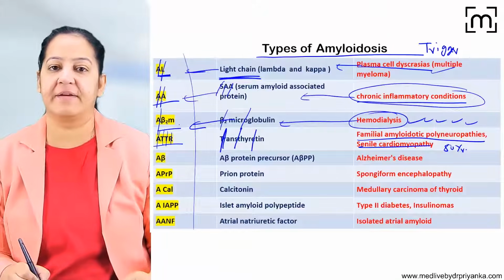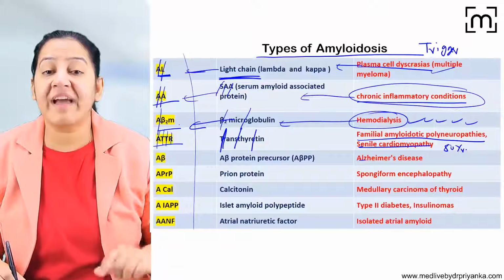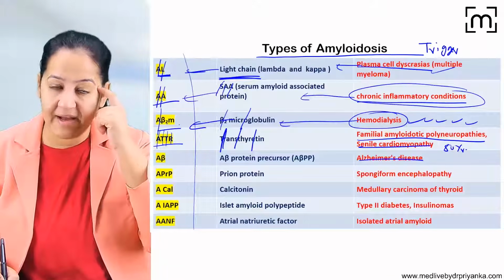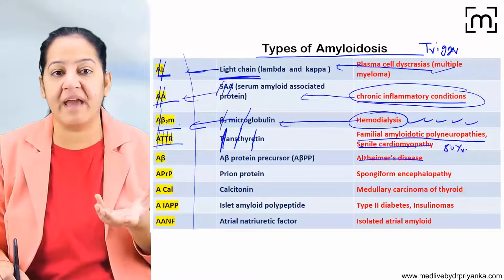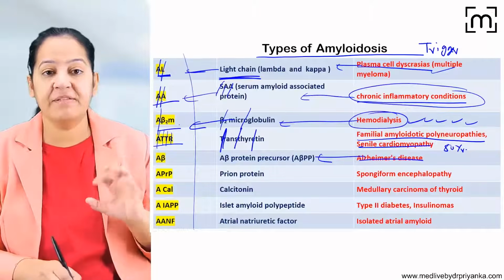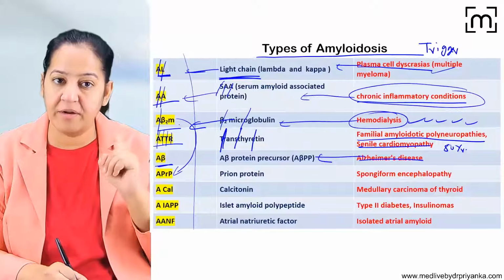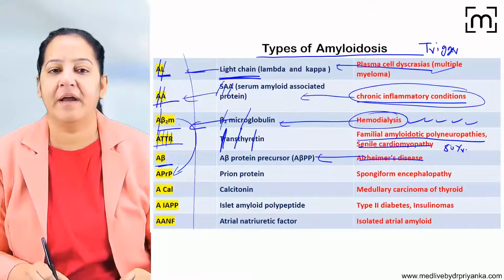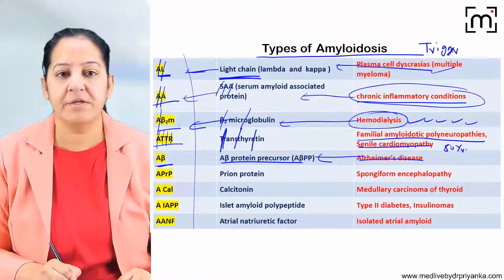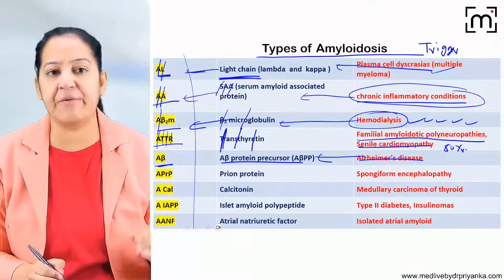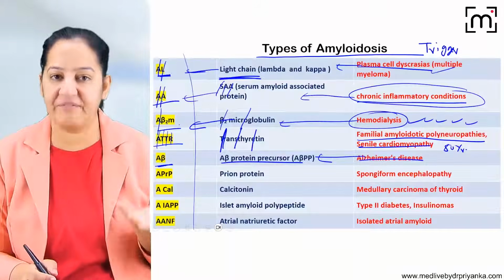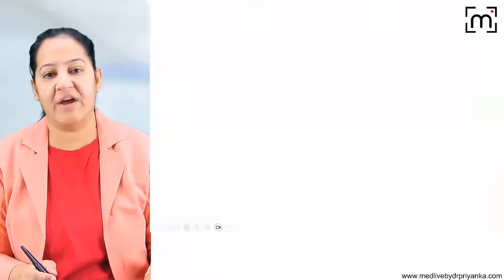Imagine a person who is having Alzheimer's. In future, the person can have amyloidosis. The name of this amyloidosis is A beta. Now don't get confused between A beta 2 microglobulin and A beta. This is only A beta. It is made up of amyloid beta protein precursor. So these 5 are ultra important, which are frequently asked in your exam. Apart from that, we have a few others also, but these 5 are ultra important.